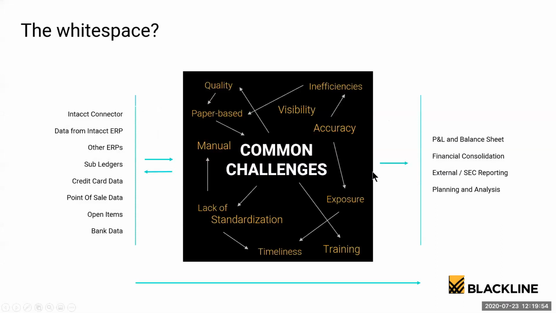So we are talking about Blackline. Let's first understand what the problem is. The problem is this white space. We have implemented an ERP, we have implemented Intacct. Now all our recording transactions are going fine. We have all the data, but when it comes time to produce the profit and loss account, balance sheet, and financial consolidation reports, we are dependent on spreadsheets, we are dependent on emails, and that creates a problem.